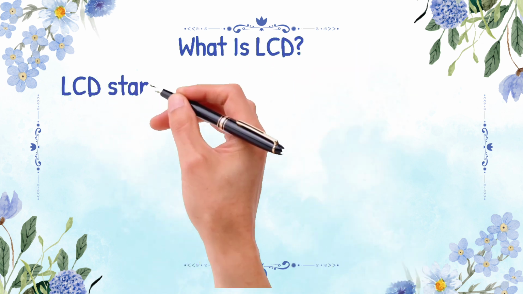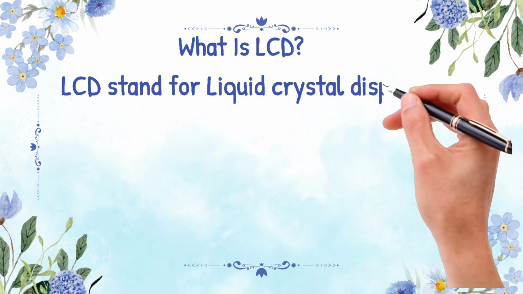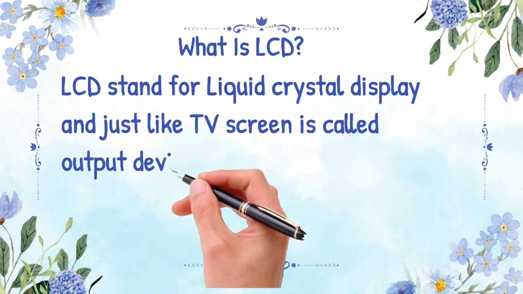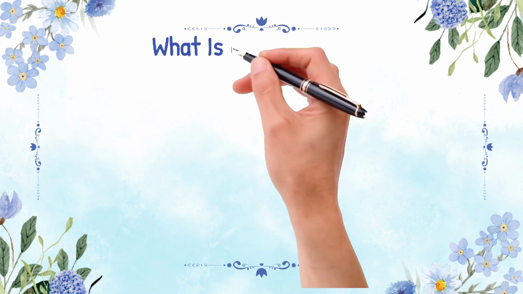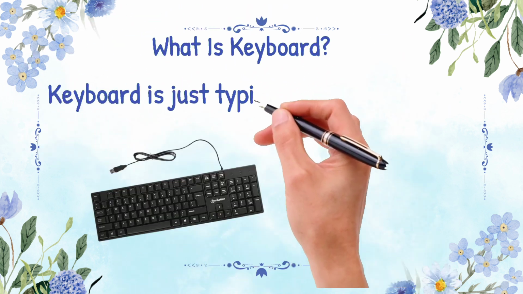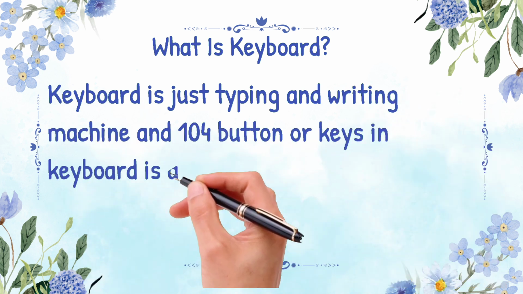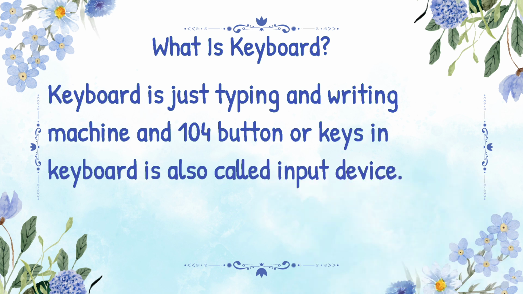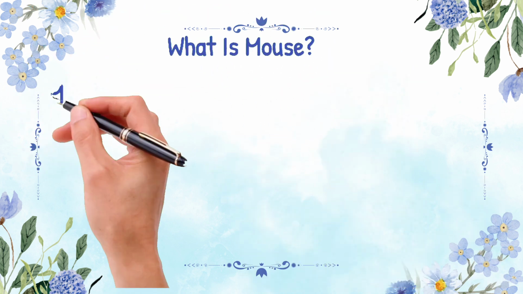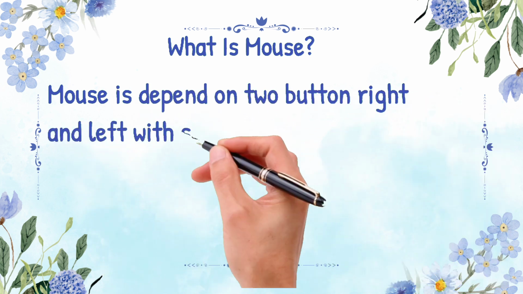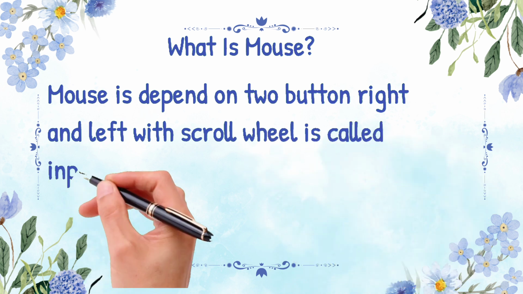What is LCD? LCD stands for Liquid Crystal Display, just like a TV screen. It is called an output device. What is a keyboard? A keyboard is a typing and writing machine with 104 buttons, or keys, and the keyboard is also called an input device. What is a mouse? A mouse depends on two buttons, right and left, with a scroll wheel. It is called an input device.